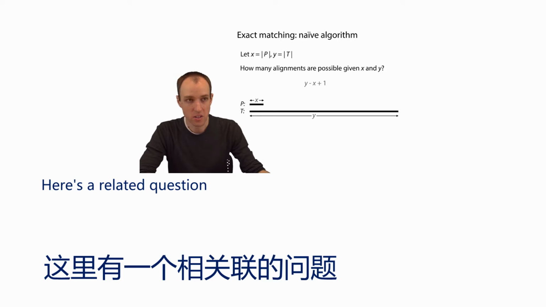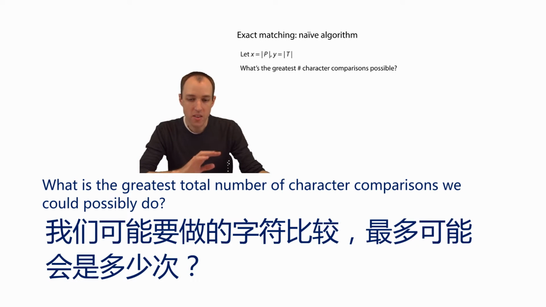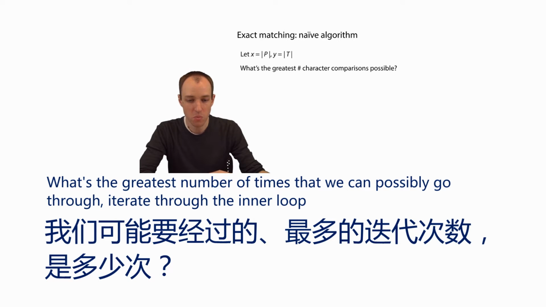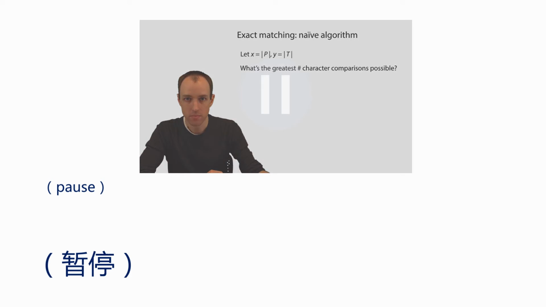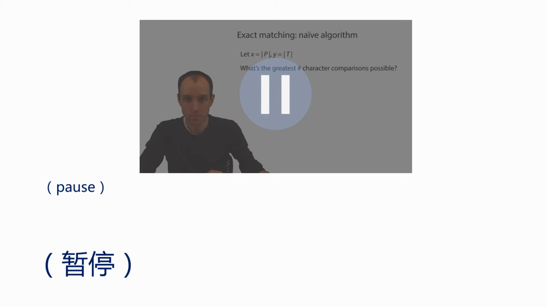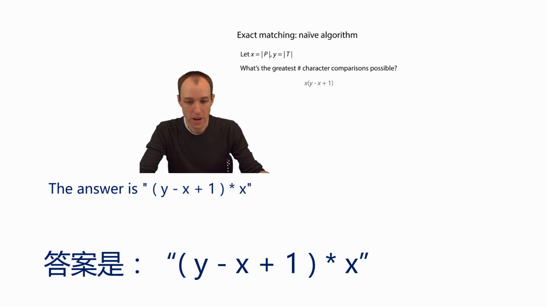Here's a related question. Given a pattern of length x and a text of length y, what is the greatest total number of character comparisons we could possibly do? What's the greatest number of times that we can possibly iterate through the inner loop of our nested pair of loops? The answer is y minus x plus 1 all times x.